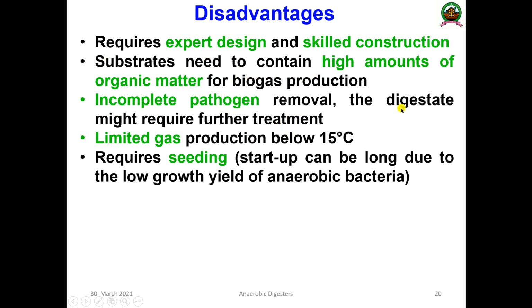So you have to get a lot of initial component substrate, a high amount of organic material that is required for the biogas. Then the incomplete pathogen removal: the digestate might require further treatment. If the pathogens are not completely removed, then this digestate requires additional treatment before it is used as a fertilizer. Then limited gas production below 15 degrees centigrade.